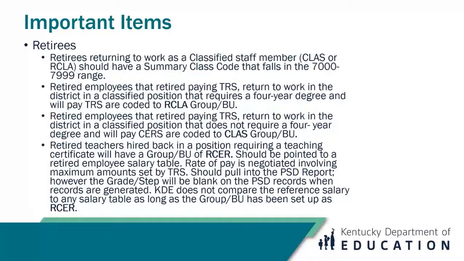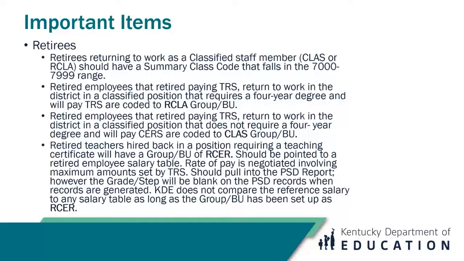We always have a lot of questions in regards to our retirees. Your retiree, if you're reporting, should fall in one of these four bulleted pieces of information. So if you're questioning something retiree, take a look at the slide, see where they fit. That should answer your question. For the first bullet, we have retirees returning to work as a classified staff member, which is CLAS or RCLA, should have a summary class code that falls in the 7000 to 7999 range.